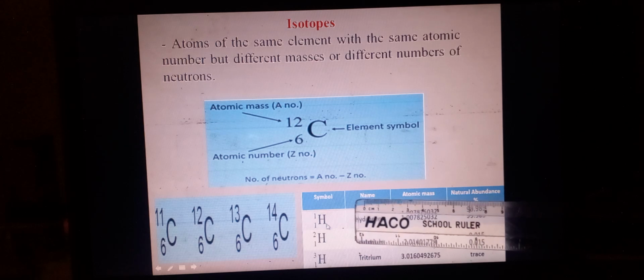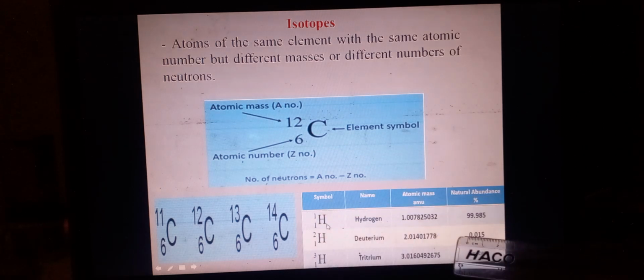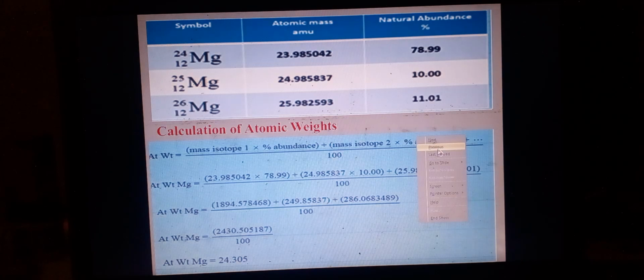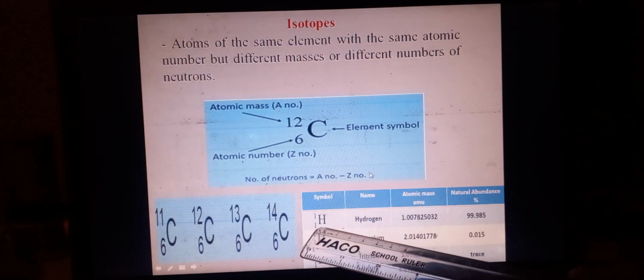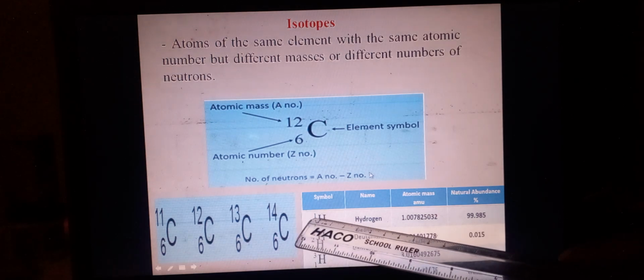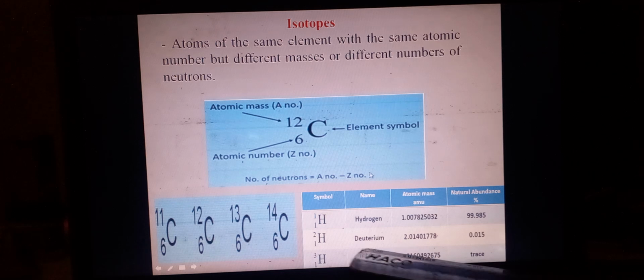The same thing is observed with hydrogen. Hydrogen has 3 isotopes, as you can see in this table. From that table, you can see that the first isotope has an atomic number of 1, the second one an atomic number of 1, and the last one the same. But the mass numbers are 1, 2, and 3. These are the names of these isotopes: hydrogen, deuterium, and tritium. Tritium refers to hydrogen with a mass number of 3.